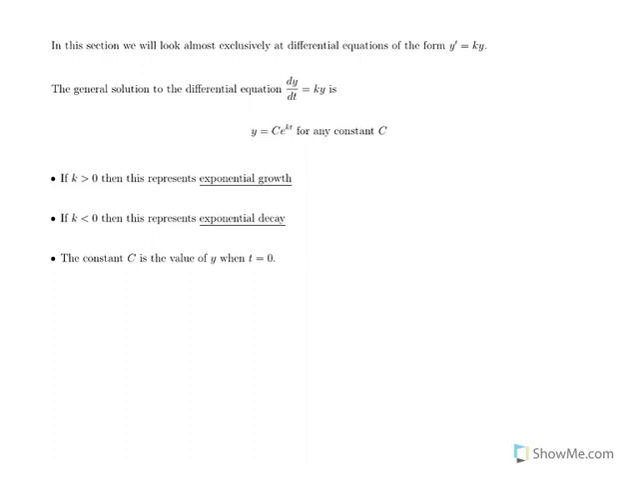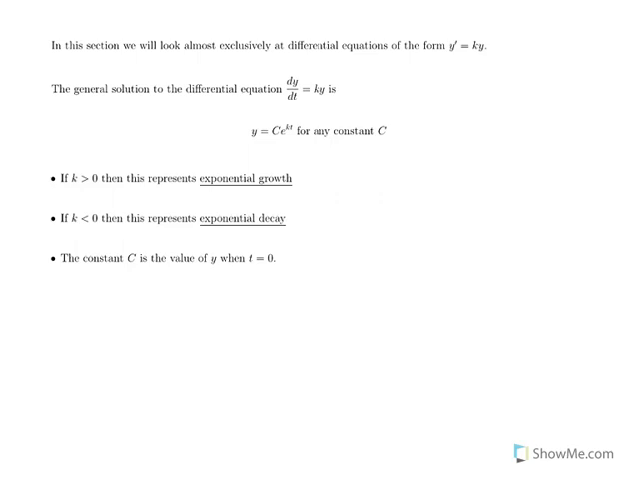In this section, we're going to be looking almost exclusively at differential equations of the form y prime equals ky. We're going to have a little bit of added difficulty there. We'll see that in the next video, but that's basically what we're going to be dealing with. The general solution to that differential equation is going to be y equals c e to the kt. Notice that we're using t here instead of x, and there's a reason why: in most application problems, the independent variable is going to be represented by time. So we're going to use t most of the time here.